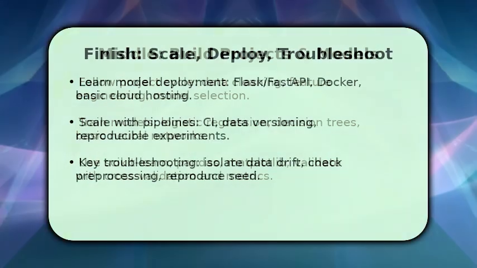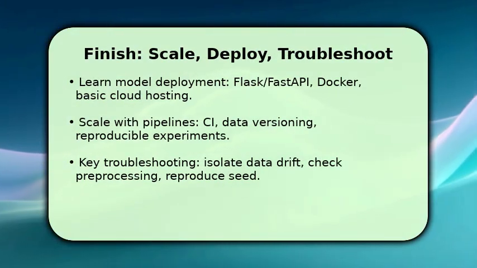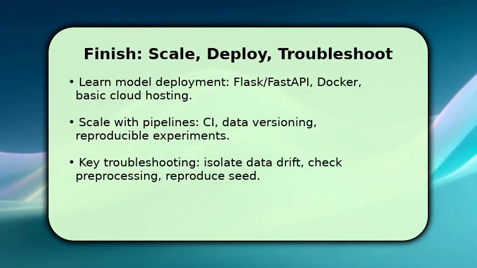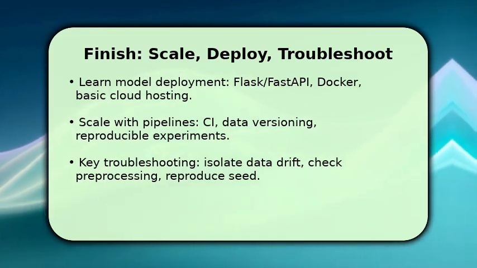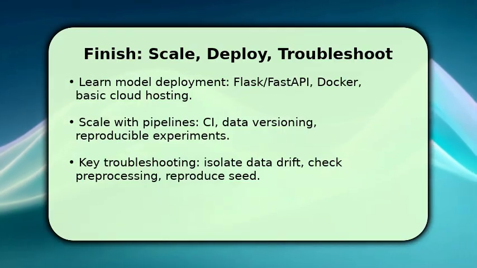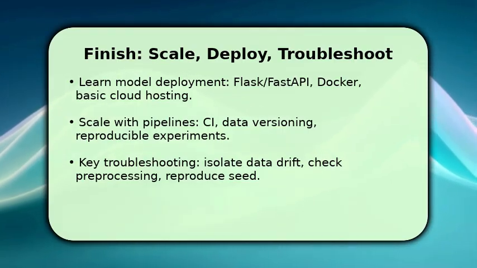To finish, package a working model into an API and deploy it to a simple host or container. This closes the loop between research and product. Then add reproducibility. Use data versioning, CI pipelines, and fix seeds so results are traceable.